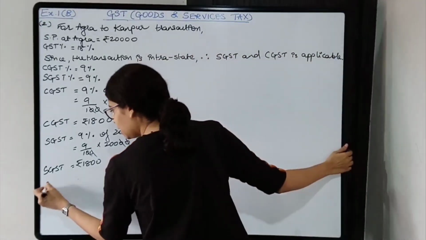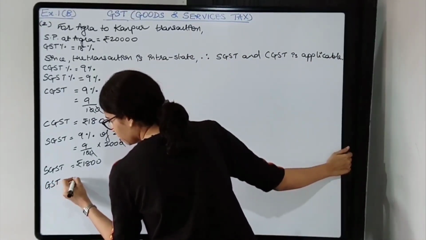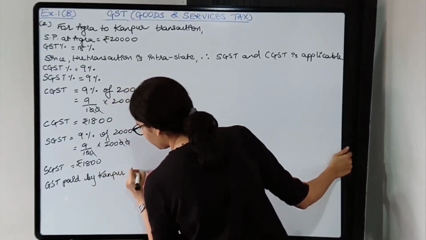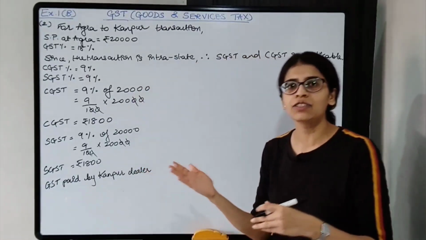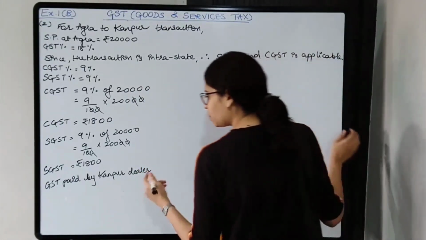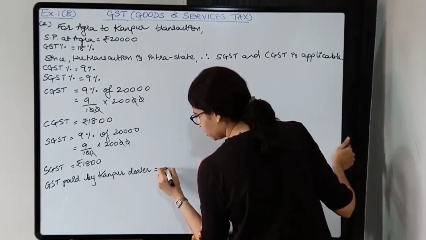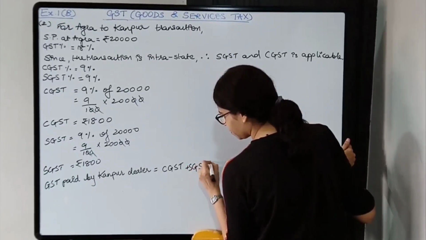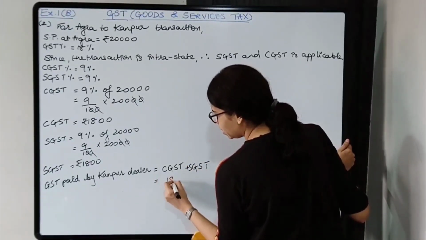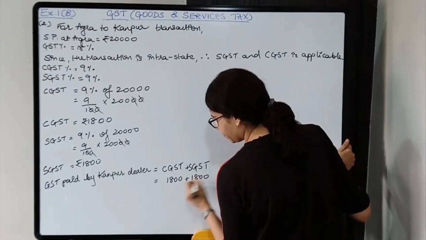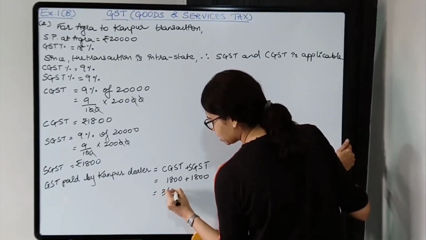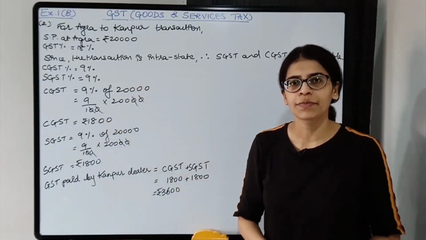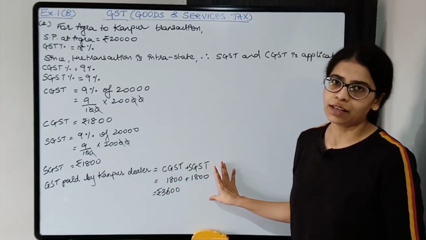So GST paid by Kanpur dealer, this is what we have to find, right? The GST that he paid and the GST that he'll receive. So GST paid by Kanpur dealer, it will be CGST plus SGST. ठीक है, so it is 1800 plus 1800, so that will give 3600 rupees. Okay, don't forget rupee ka symbol everywhere. Now this is the GST paid by Kanpur dealer.